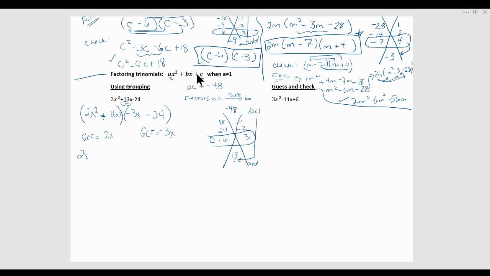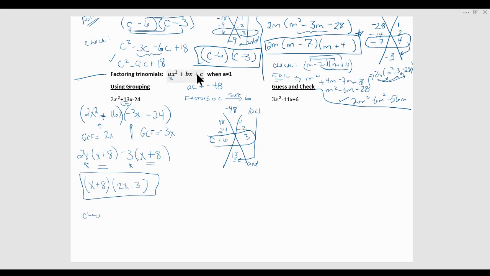In the first case, 2x, and when I factor that out of my binomial, I'm left with x plus 8. In my second binomial, I'm factoring out a negative 3. So I will be left with a positive x when I bring out a negative, plus 8. Now I can see I have a common factor of x plus 8. I'm going to bring that out front. And what I'm left with is 2x and minus 3. So this will be my final factored form.